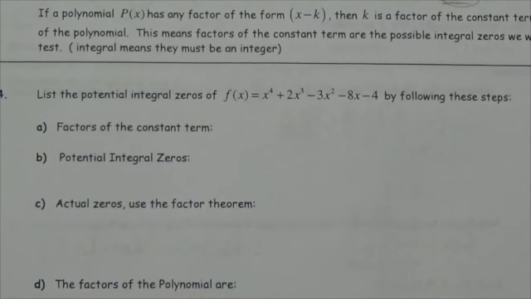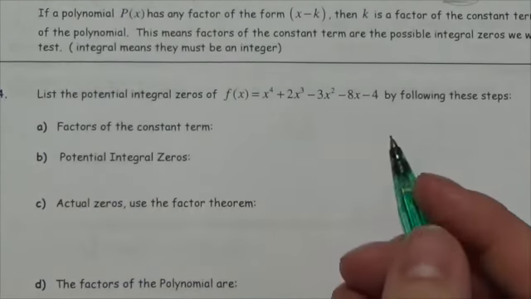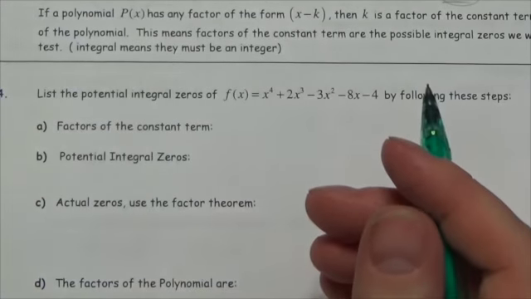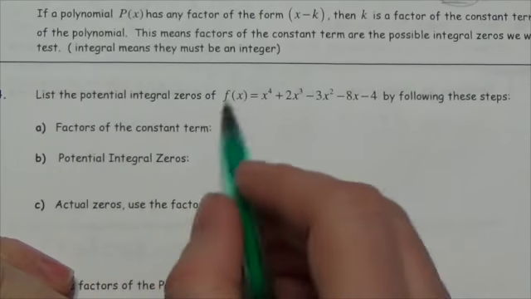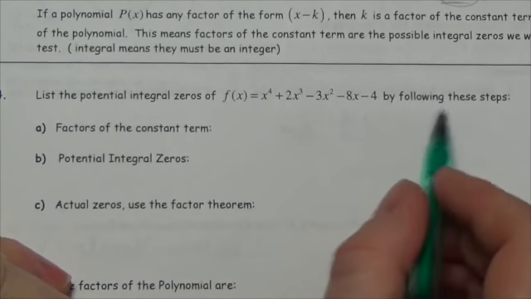So now in this question, we have an opportunity to put to good use that integral zero theorem and the factor theorem, kind of everything that we've looked at before. It all kind of comes together here nicely. So list the potential integral zeros of this polynomial function by following these steps.